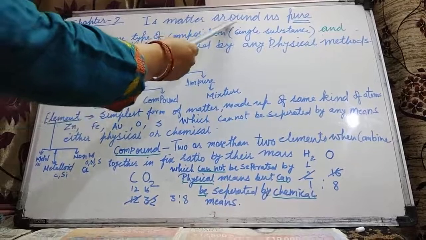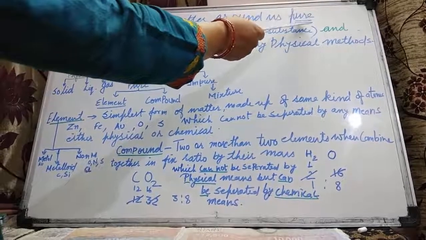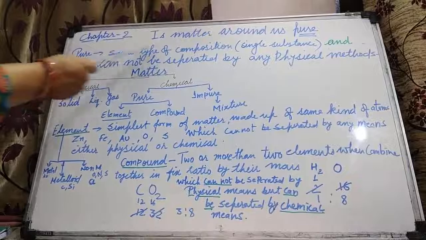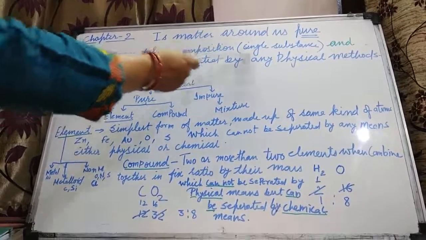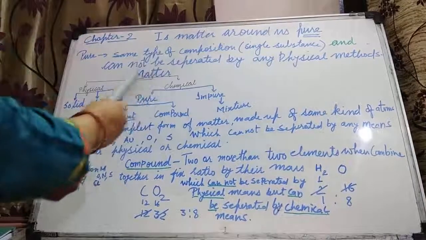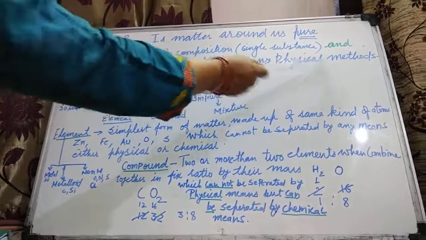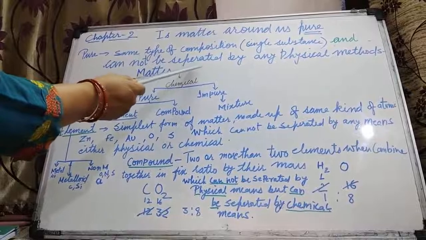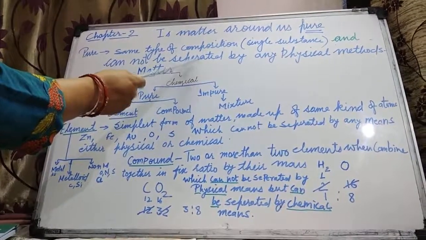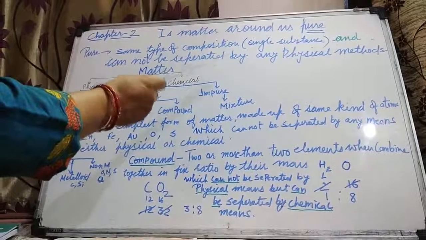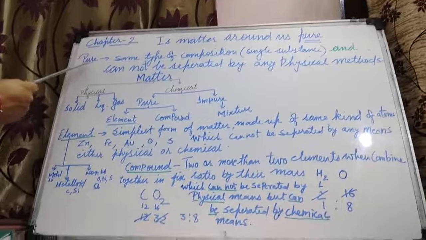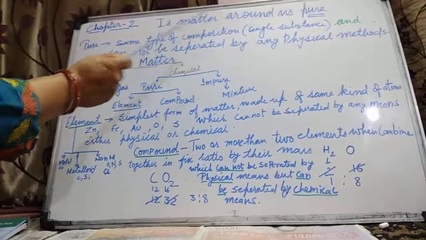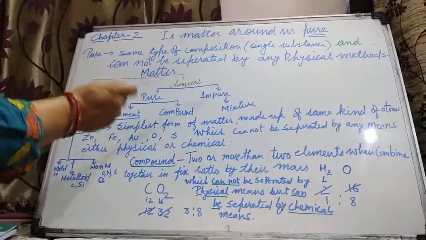As this chapter name includes the word pure, you should know the meaning of pure first. What is pure? Pure means the same type of composition, or we can say a single substance, which cannot be separated by physical methods, is a pure substance. I'm taking one example, students. Suppose you are purchasing any gold jewelry, and all the atoms, all the particles in it are gold only, then that jewelry is considered pure. If some other particles along with gold are there, that means it will be impure. It will not be pure.